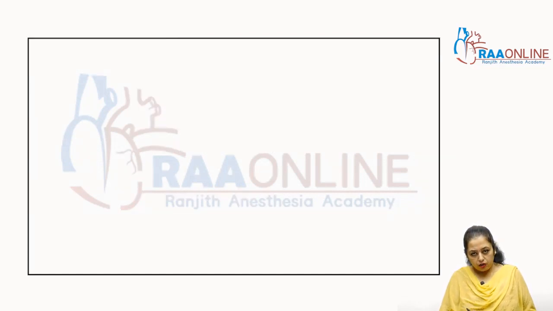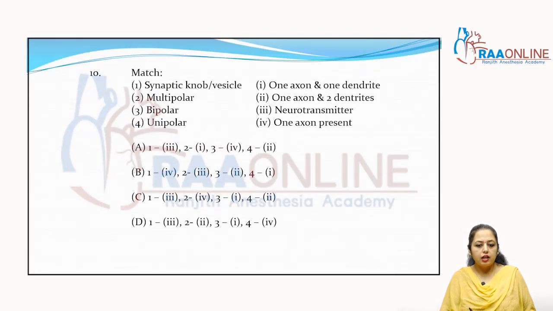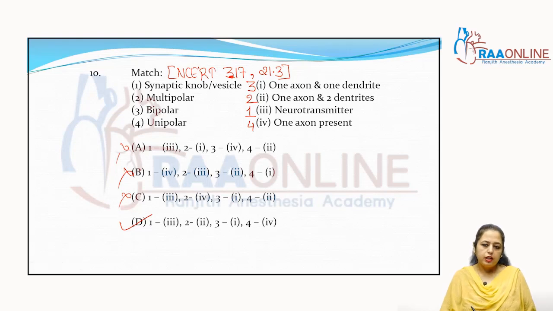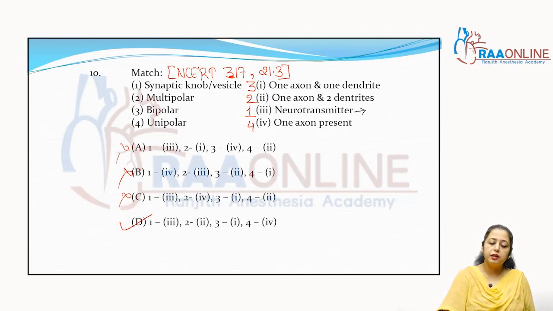So simply on the basis of that, the answer is D. And as we know, there is a new word here, neurotransmitter. What are these neurotransmitters? These are chemicals which transmit impulses, which transmit information in the form of chemicals.